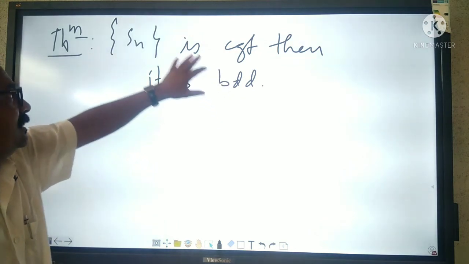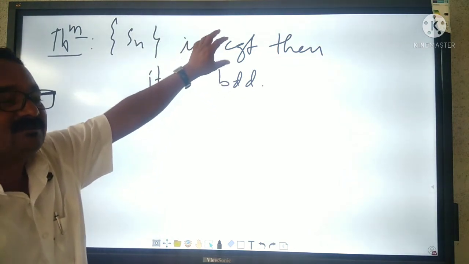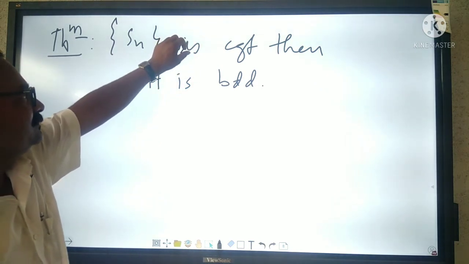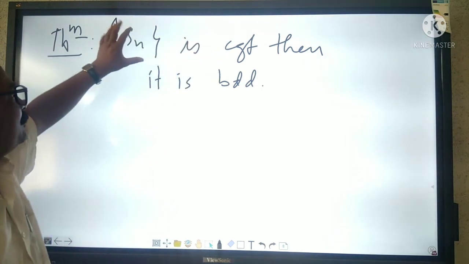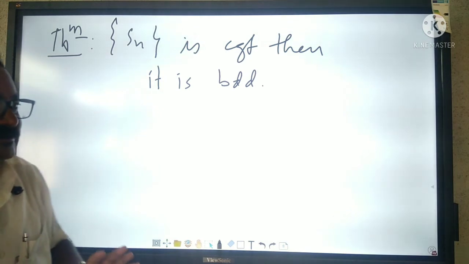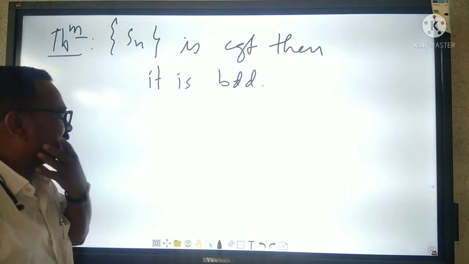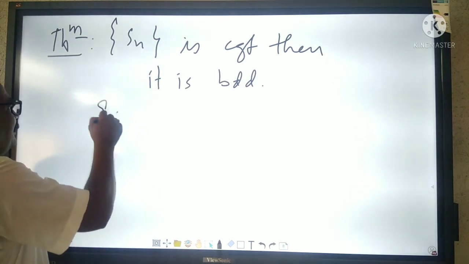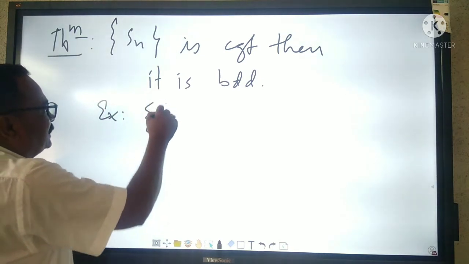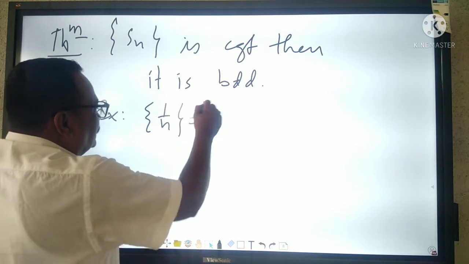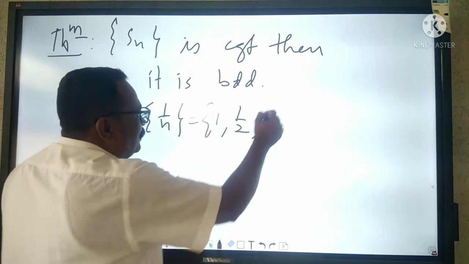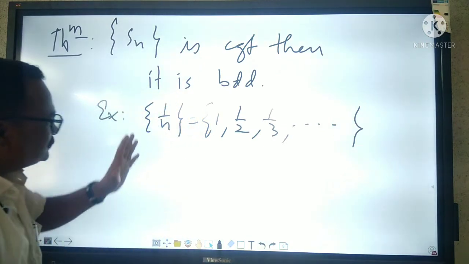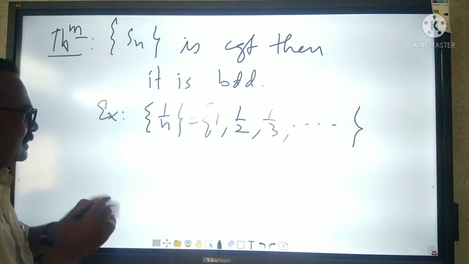What is meant by a convergent sequence? You know that. In the last lecture we have seen what convergence means. First of all, we take an example of a convergent sequence, that is the sequence 1 upon n: 1, 1 by 2, 1 by 3, dot dot dot, in this way. Is this sequence 1 by n convergent or not?